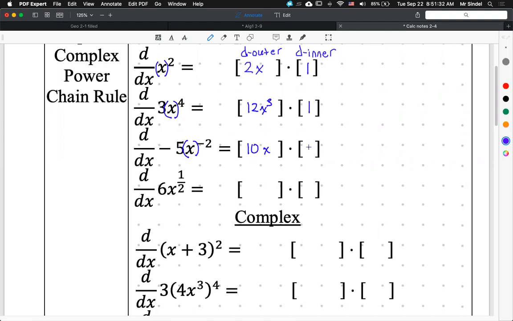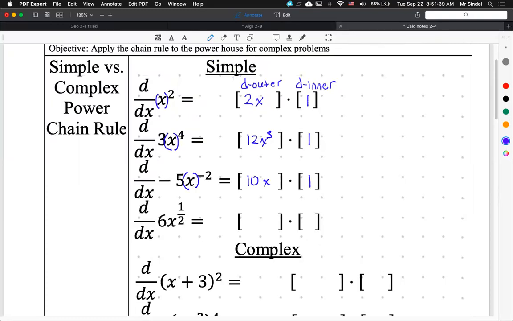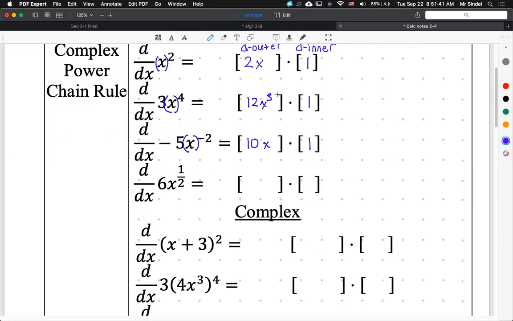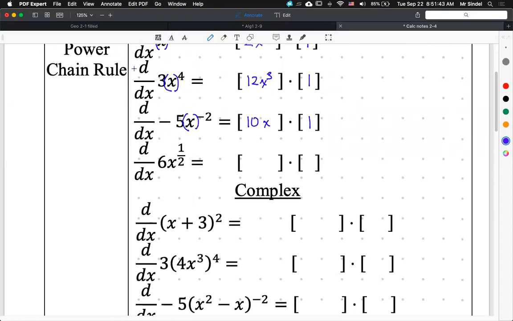1. 1. Yep. And you guys are seeing the pattern here. Dinner is always 1. I wonder what's going on. That's what it means to be simple. Simple is when the dinner is 1, which means you really are only multiplying doubter times 1.